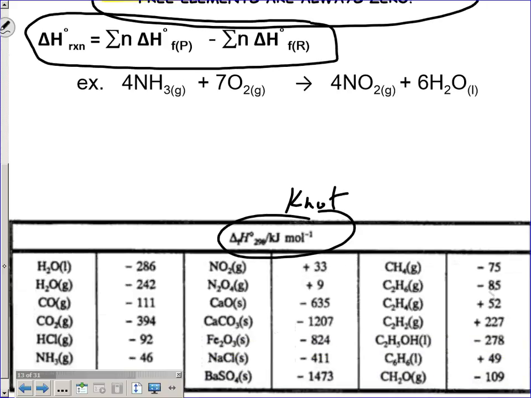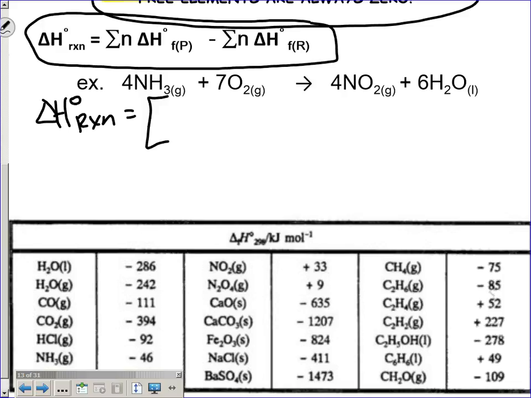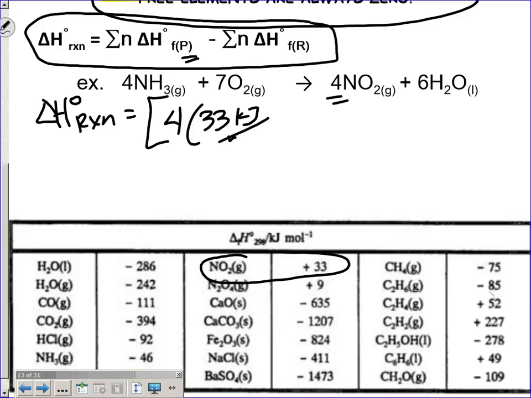The way we set this up, and write this down for yourself so you have an example for later, is you write down your setup first, and then we'll plug in values. So delta H of reaction is equal to, who are my products? Name this for me. Nitrogen dioxide. So I have 4 nitrogen dioxides. Nitrogen dioxide is right here, positive 33 kilojoules per mole. Since I have a 4 here, I have 4 moles of it, hence I'm multiplying by 4. Cool? So 4 times 33 kilojoules per mole.